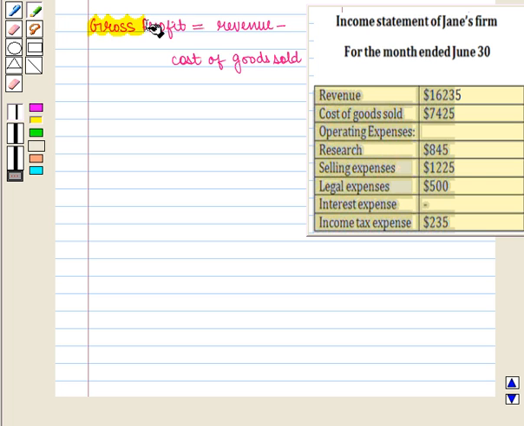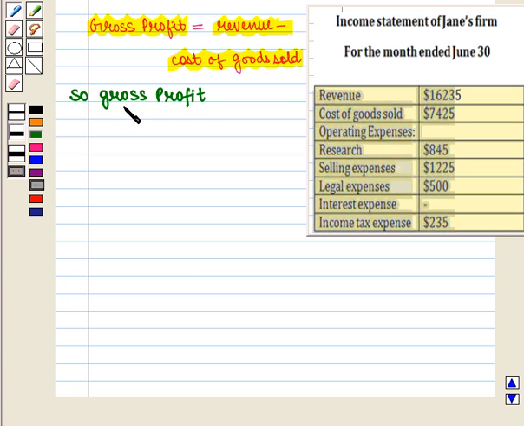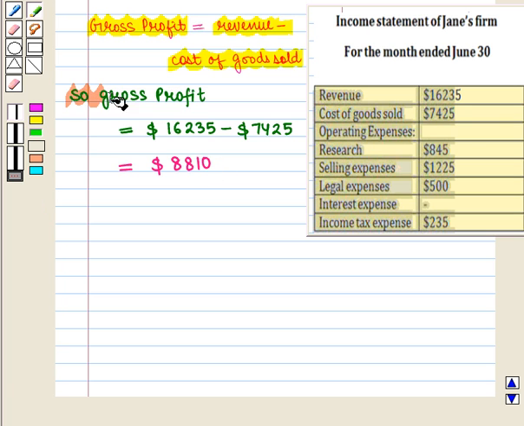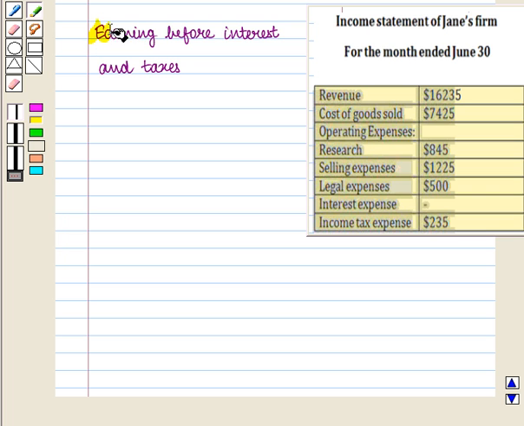Now, we first calculate gross profit. We know that gross profit is given by revenue minus cost of goods sold. Now here, revenue is $16,235 and cost of goods sold is $7,425. So, gross profit will be given by $16,235 minus $7,425, and this is equal to $8,810. So, gross profit is given by $8,810.